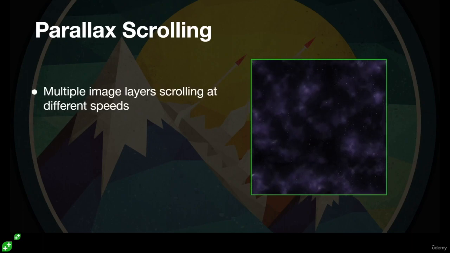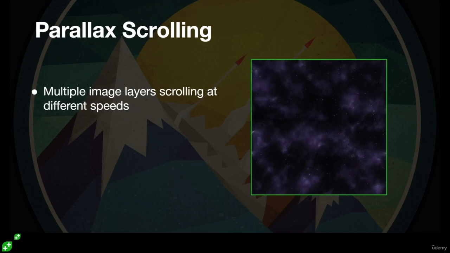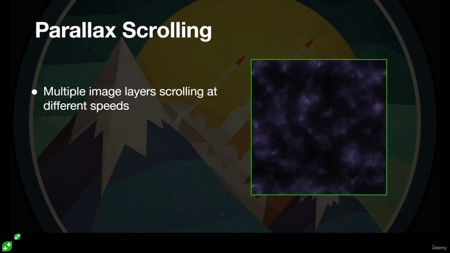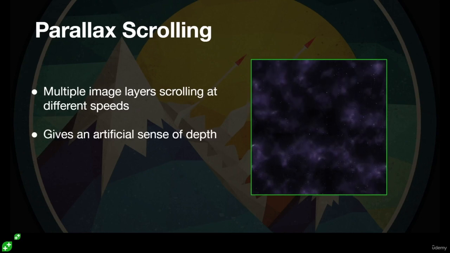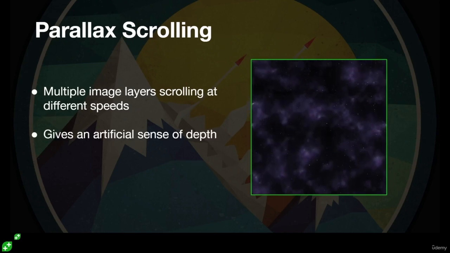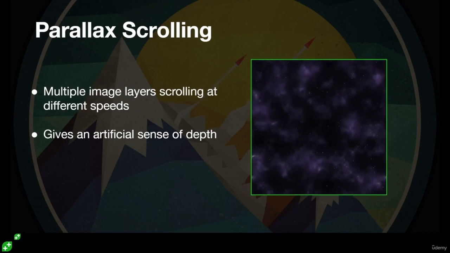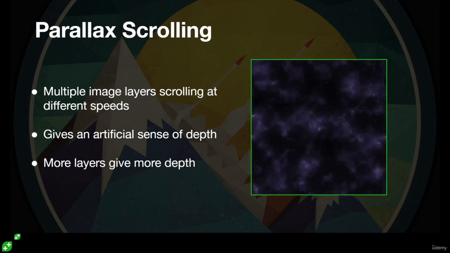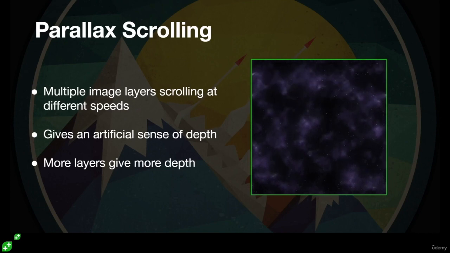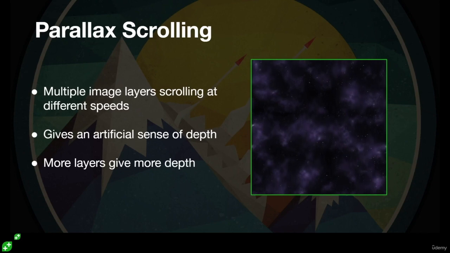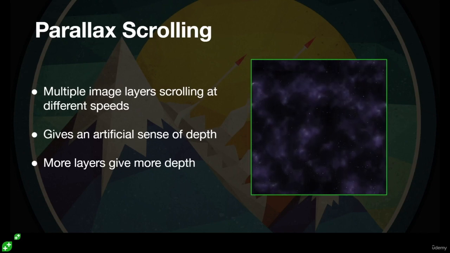Well, we have multiple different layers making up this image, and they're scrolling at different speeds. And by adding these additional scrolling layers, we can give an artificial sense of depth. This particular example, and the one we're going to use, only has 2 layers. But if you add more layers, then this will give you even more depth. And it's quite common to have maybe 3 or 4 layers making up the background and foreground for your game.